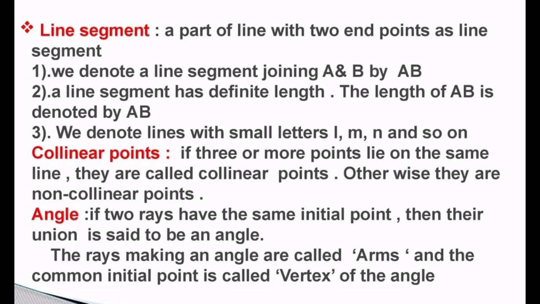Next definition, collinear points. If three or more points lie on the same line, they are called collinear points. Otherwise, they are called non-collinear points.